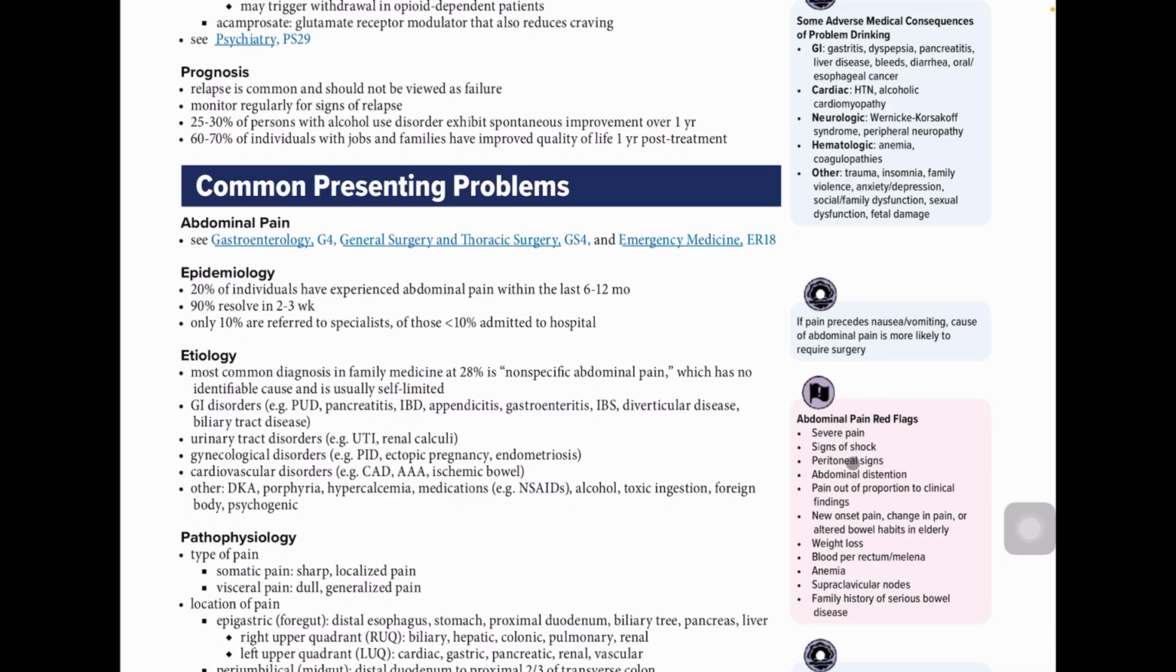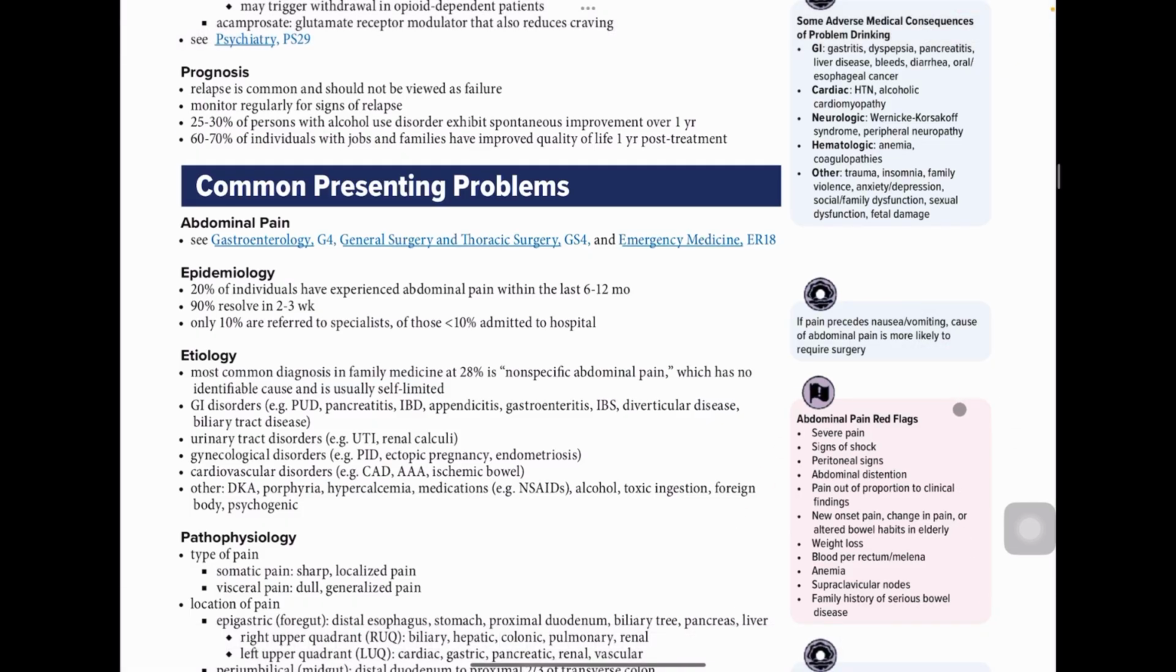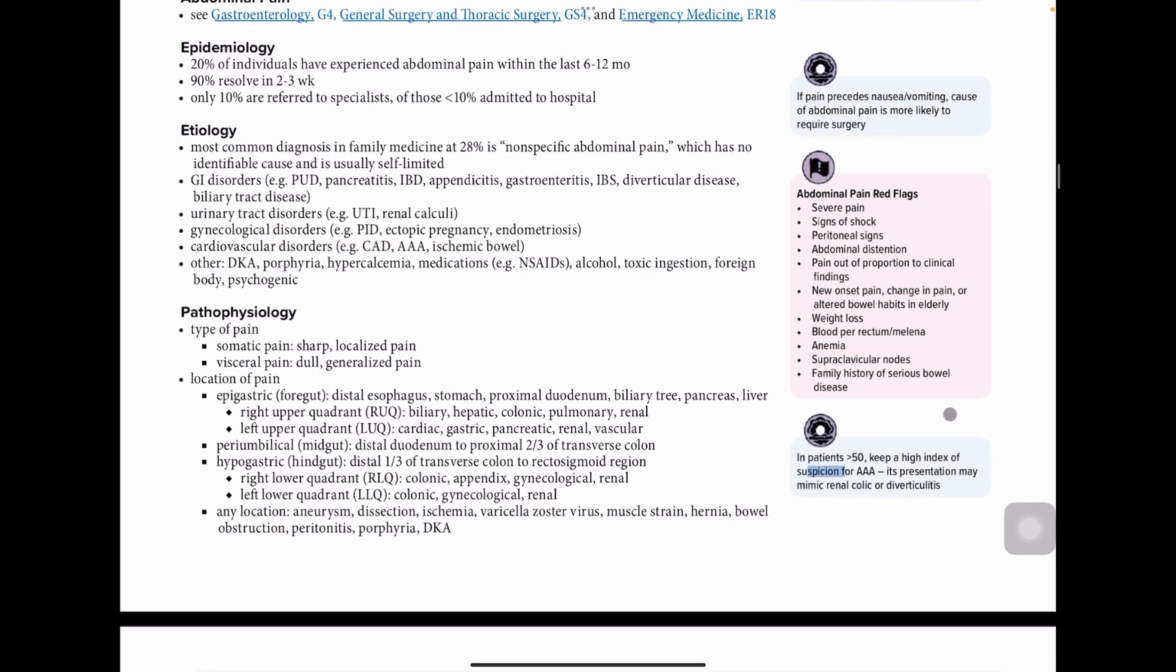Abdominal pain red flags: severe pain, signs of shock, peritoneal signs, abdominal distension, pain out of proportion to clinical findings, new onset of pain, change in pain, altered bowel habits in elderly, weight loss, blood per rectum or melena, anemia, supraclavicular nodes, family history of serious bowel disease. So these are all the red flags. If you know a good number of red flags, then you will be able to pick up any abdominal pain that is actually serious.